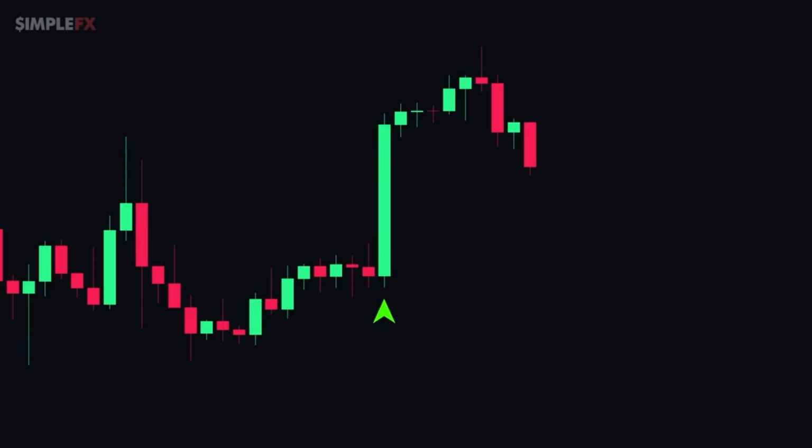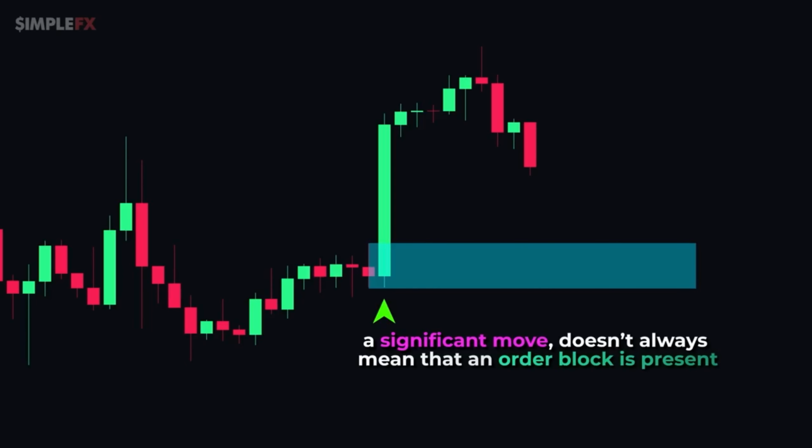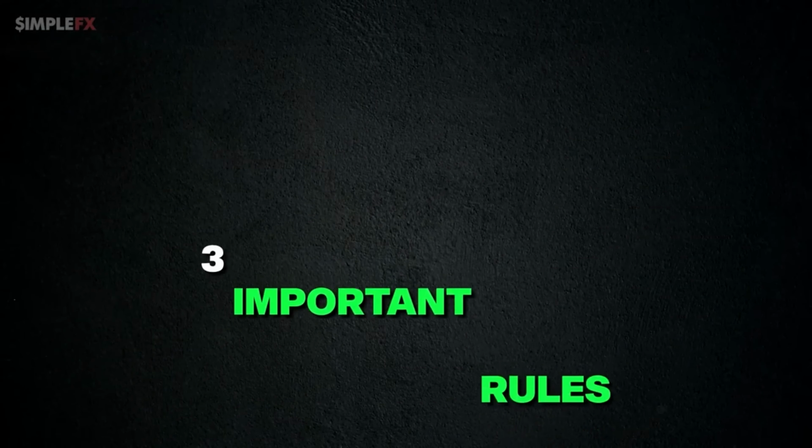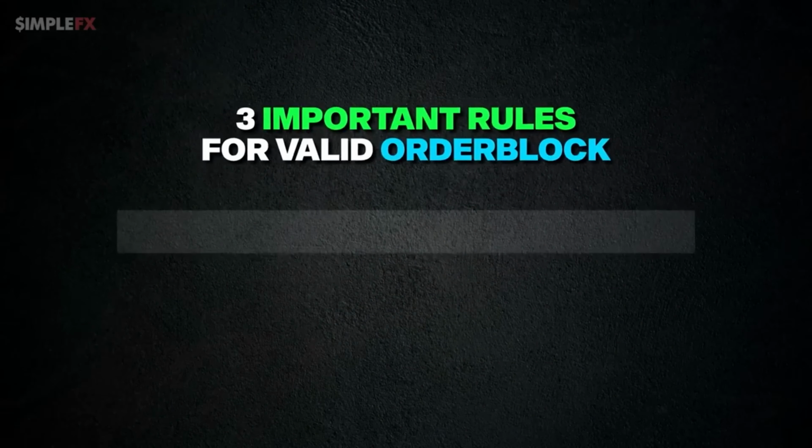Remember, in our very first example, I mentioned that if the price moves significantly from a point, we could draw an order block. Well, it's not quite that simple. A significant price move doesn't automatically mean that an order block is present. There are specific rules that determine whether an order block is valid. So, here are the 3 important rules. For a valid order block, these are crucial, as you won't be able to trade this strategy if you don't get these down.